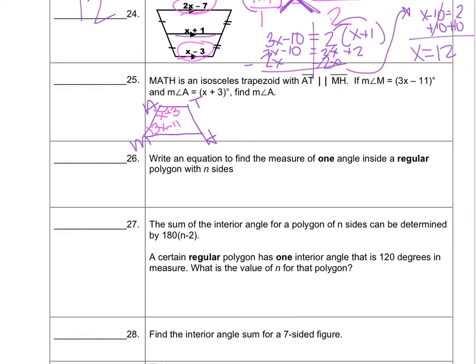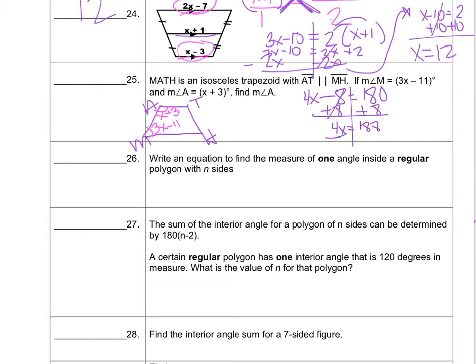I have to first find x. Well, I have consecutive angles. Those are right next to each other. So add those up and set it equal to 180. So you have 3x plus x is 4x. And then you have negative 11 plus 3 is negative 8. That is 180 because it's consecutive. They are supplementary. So you're going to add 8 to both sides. So you have 4x equals 188.